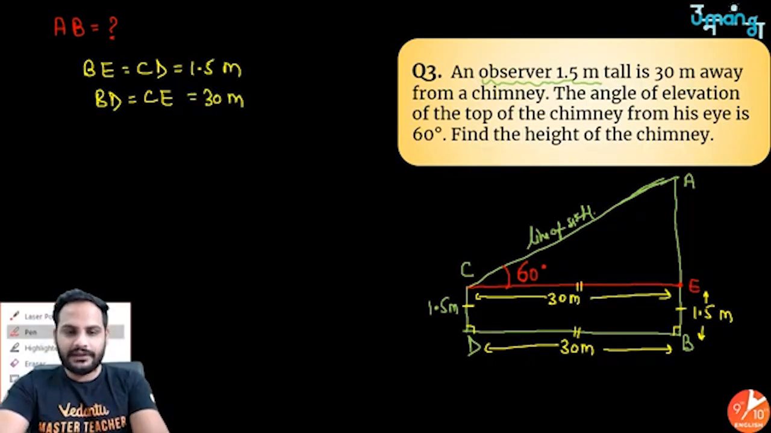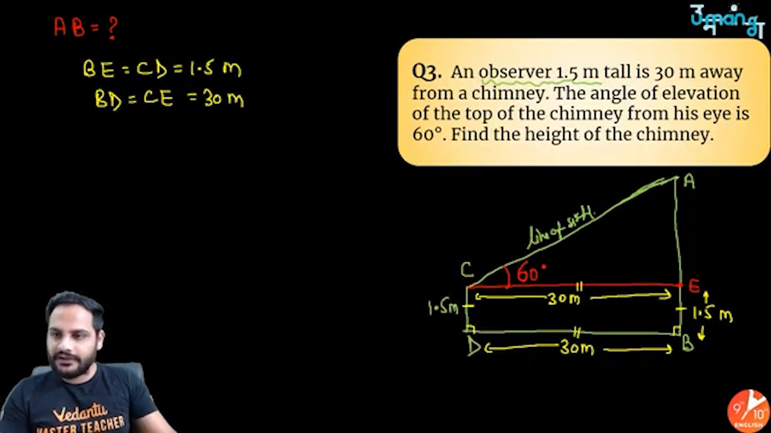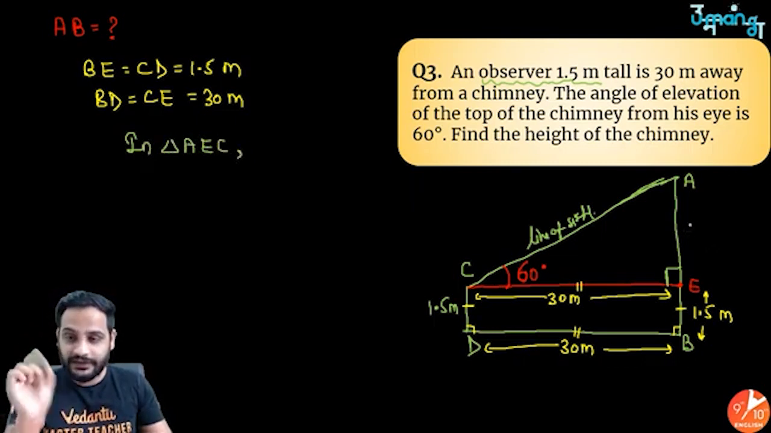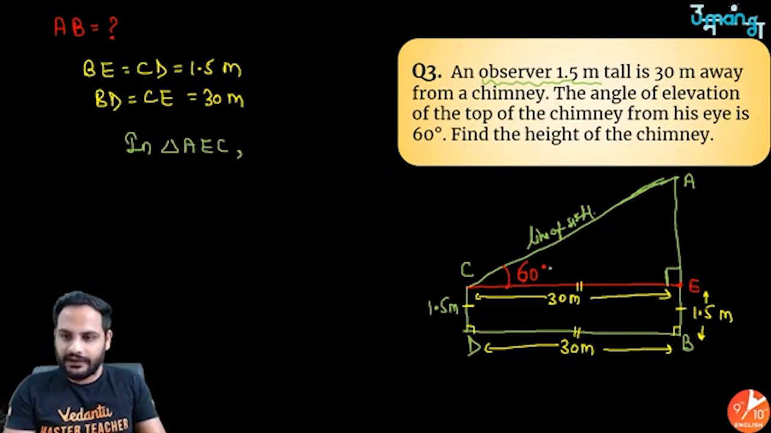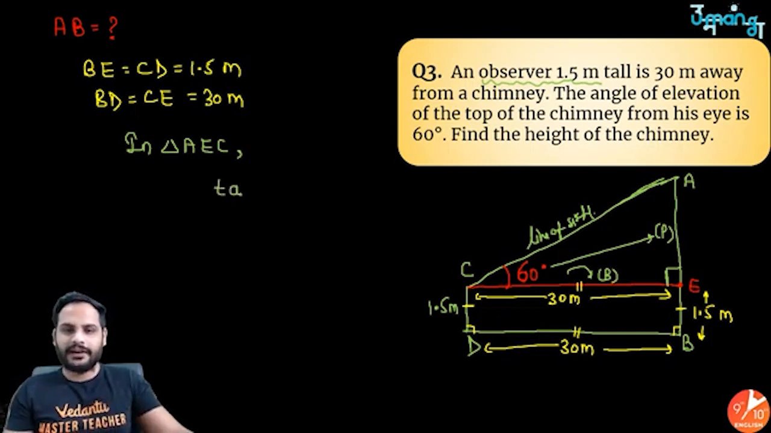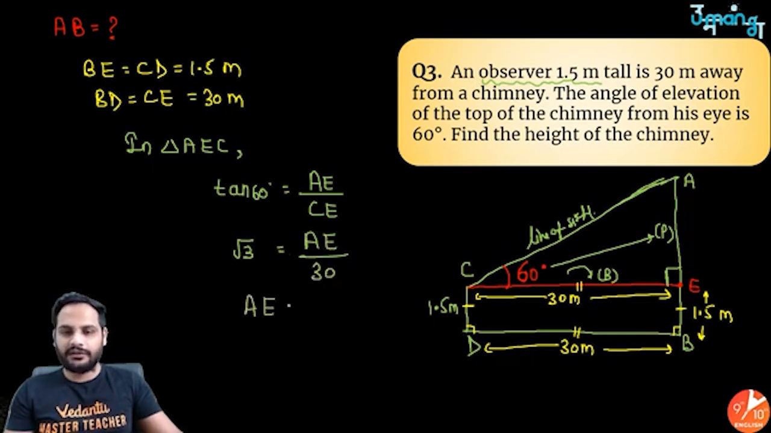For the length AE, it is better if I consider the triangle AEC. So in triangle AEC, I have to find AE, so AE must be included in that ratio. Second thing, I know CE. So for this theta, this side is perpendicular, this side is base. The ratio which deals with perpendicular and base is tan theta. So tan 60 degrees in this triangle AEC will be AE upon CE. Tan 60 is root 3, equal to AE, which I don't know, upon CE, which is 30 meters. So AE is equal to 30 root 3 meters.